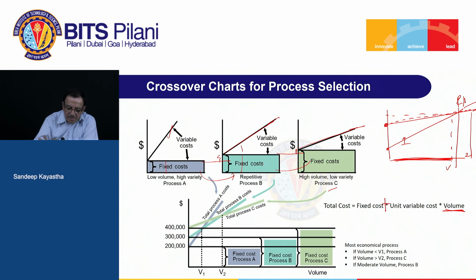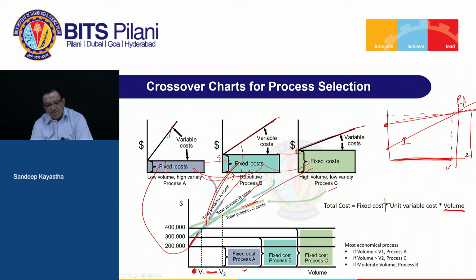So if we superimpose these 3 charts onto the same one, we find if volume is less than V1, then this blue one, process 1, is best, and if volume is between V1 and V2, it is this one that is most economical. And if your volume is going to be very, very high, both these are higher, and this one is going to be the lower one.